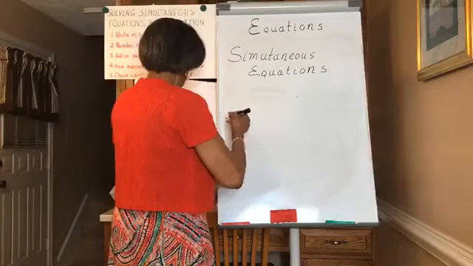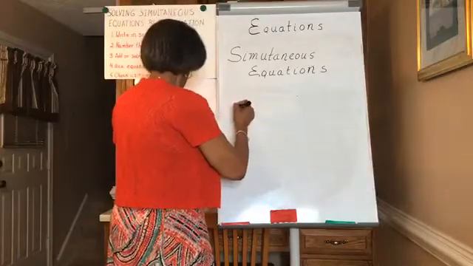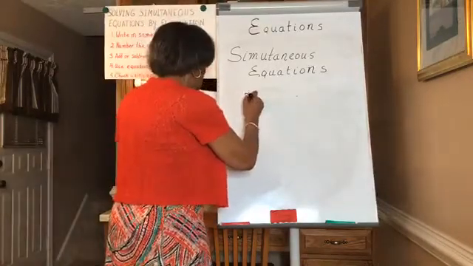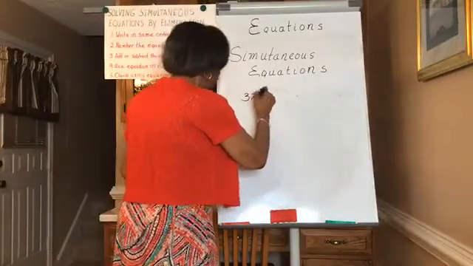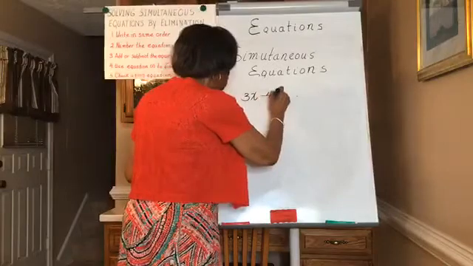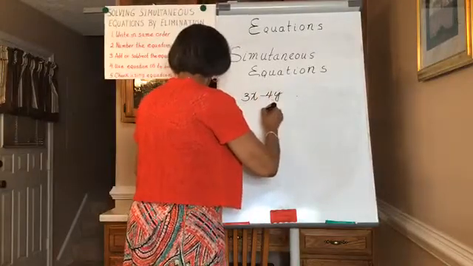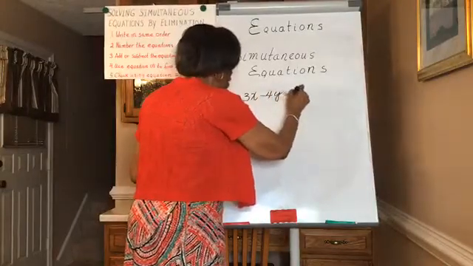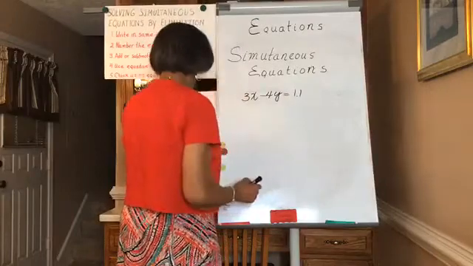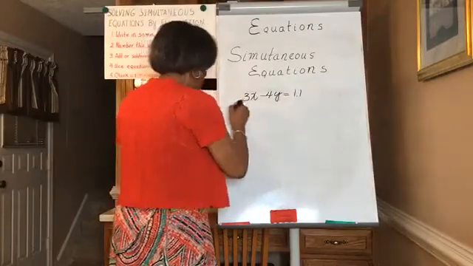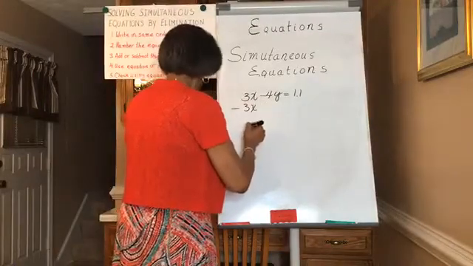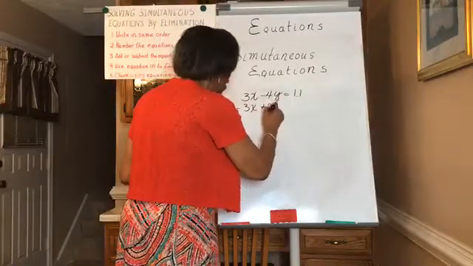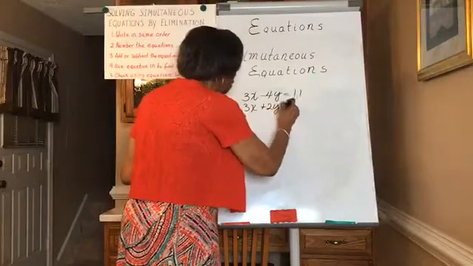All right, let's do 3x minus 4y equals 11, and negative 3x plus 2y equals 7.